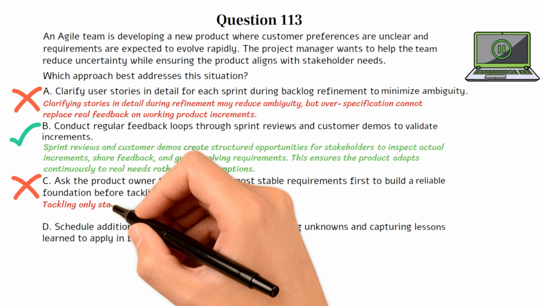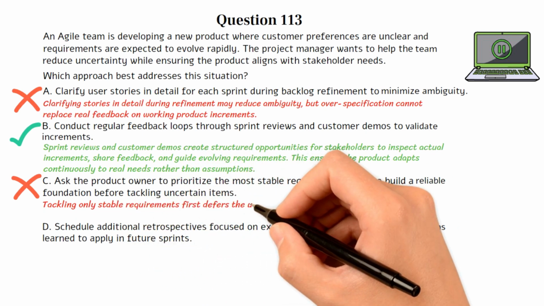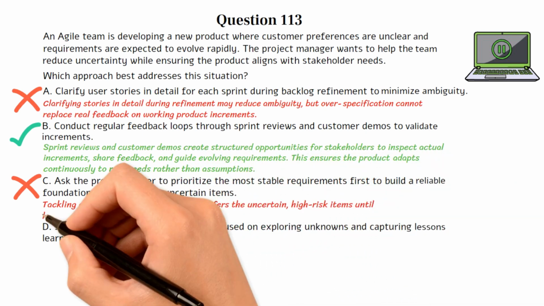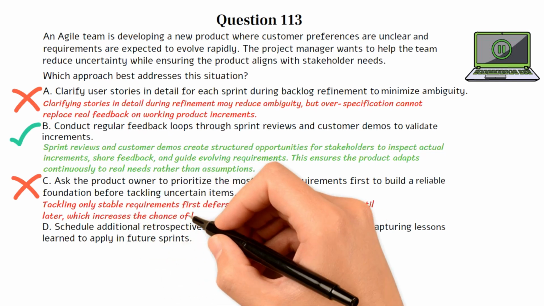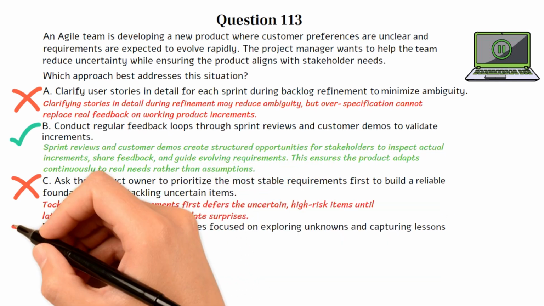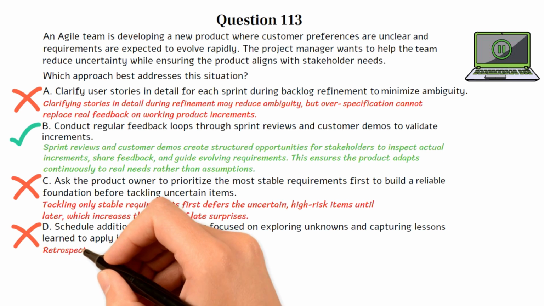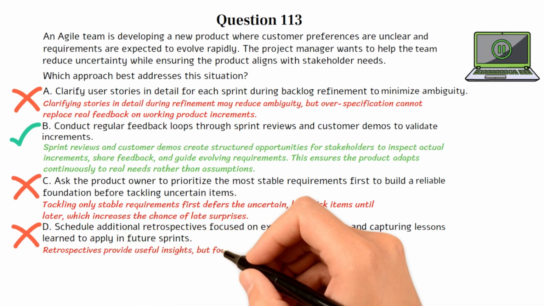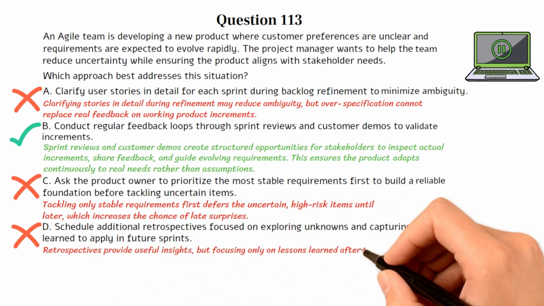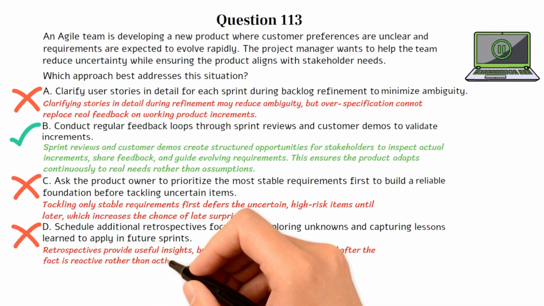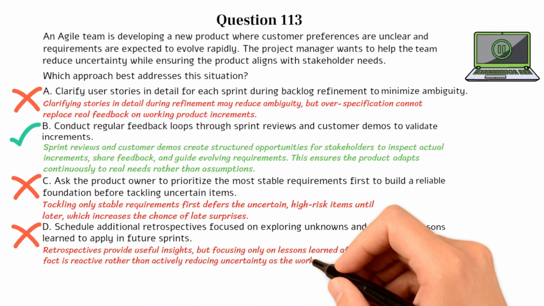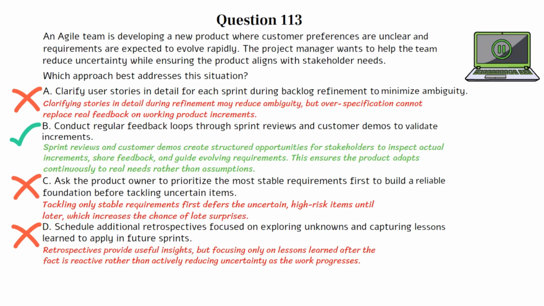Tackling only stable requirements first defers the uncertain, high-risk items until later, which increases the chance of late surprises. Choice D is incorrect. Retrospectives provide useful insights, but focusing only on lessons learned after the fact is reactive rather than actively reducing uncertainty as the work progresses. Let's move on to the next question if you're ready.